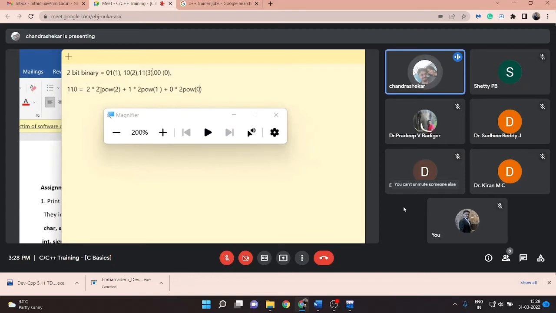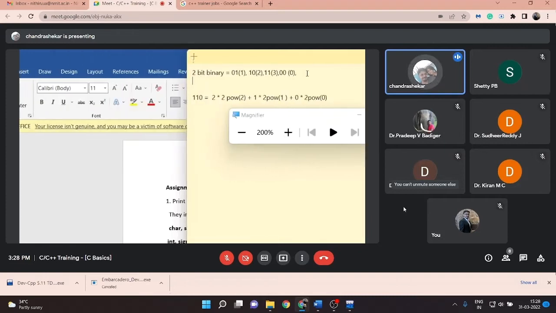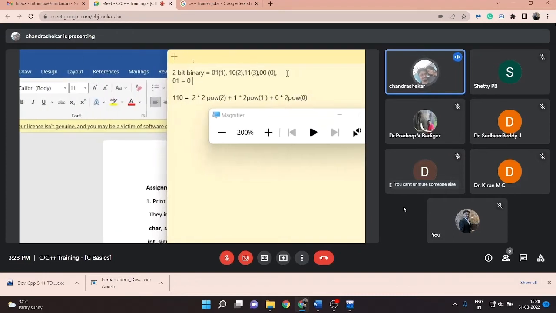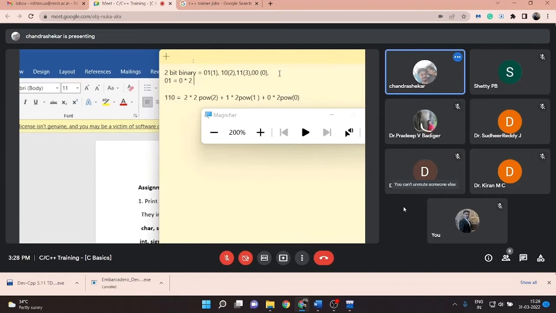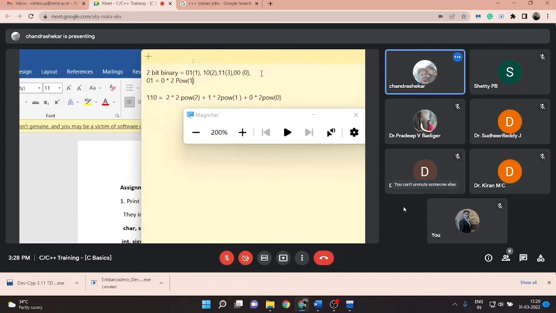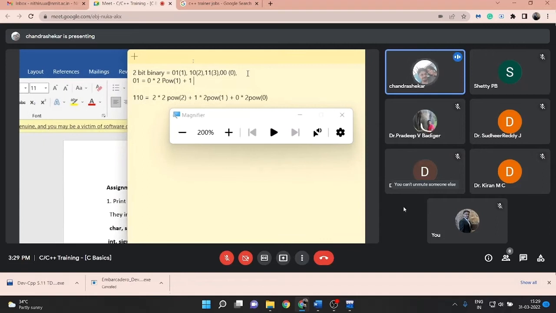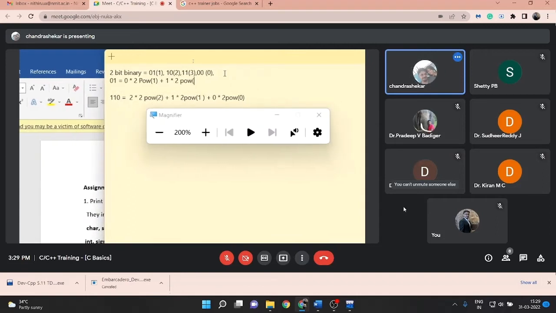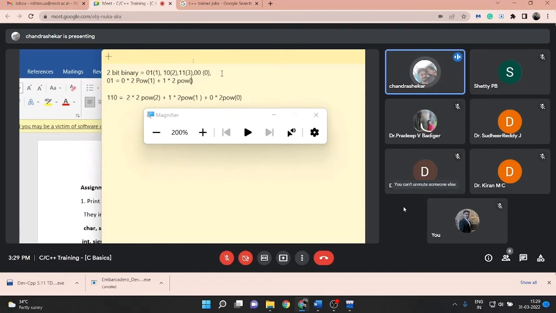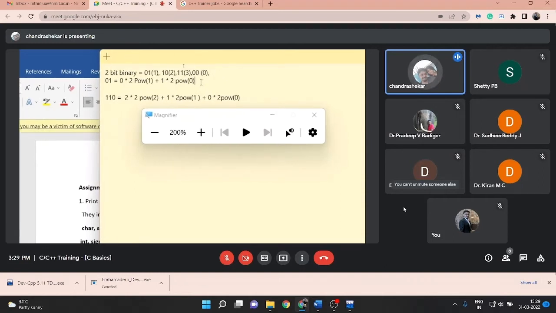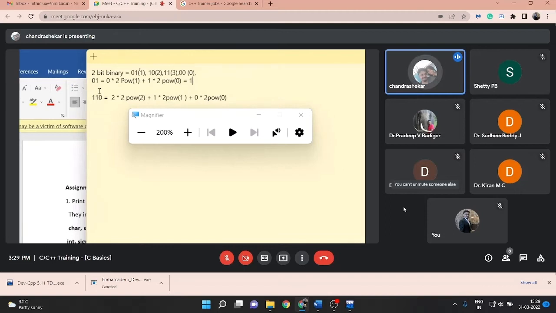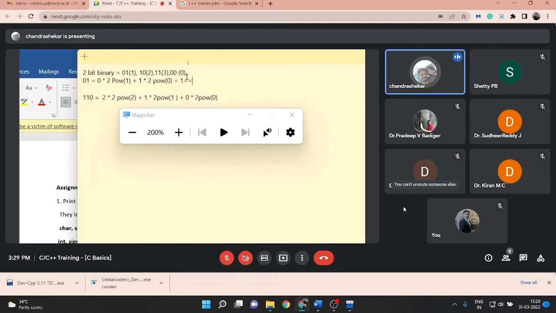So if you take a two-digit number, 01 is nothing but 0 times 2 to the power of 1, plus 1 times 2 to the power of 0. Zero times anything is 0, and 1 times 2 to the power of 0 is 1. So this is nothing but 1 in decimal.